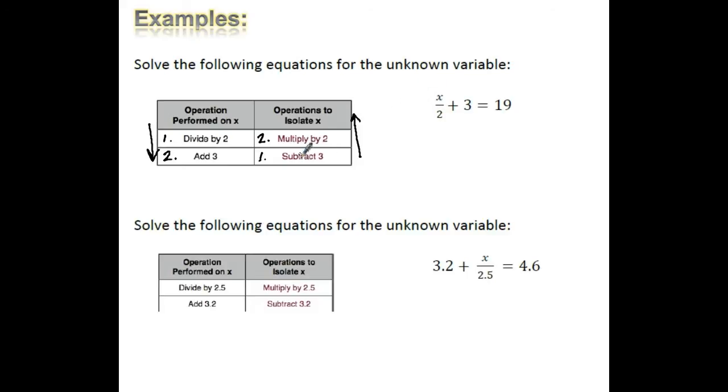Our first step to solve for x is to subtract 3, which is step 1 here. So we subtract 3. The 3's cancel, and I have x over 2 equals 16. Again, we can draw a line through the middle. Now our next step is to multiply by 2. That would be step 2 to solve for x, so I'm going to multiply by 2.